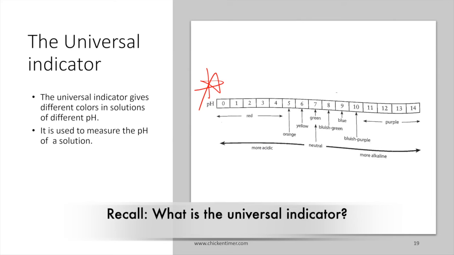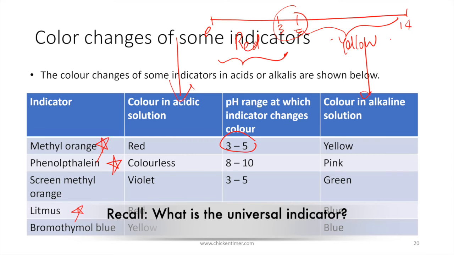It will be red when it's a strong acid. Then you'll get indigo, violet, purple, any shade of purple, when it's alkaline. It will be green when it's neutral. That is the universal indicator. The other indicator you probably have is litmus, and you may also have either methyl orange or phenolphthalein.